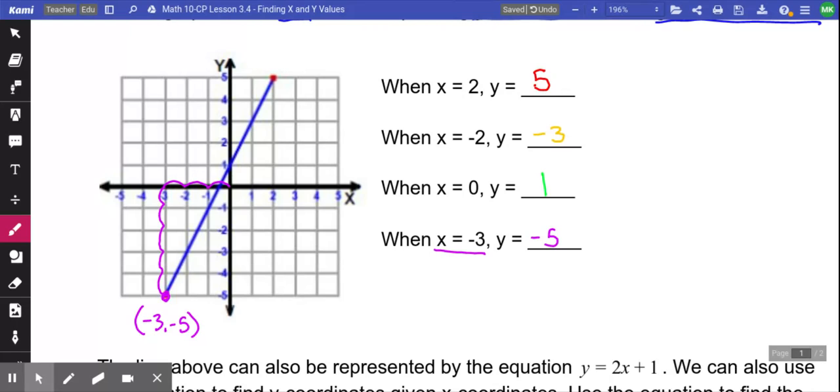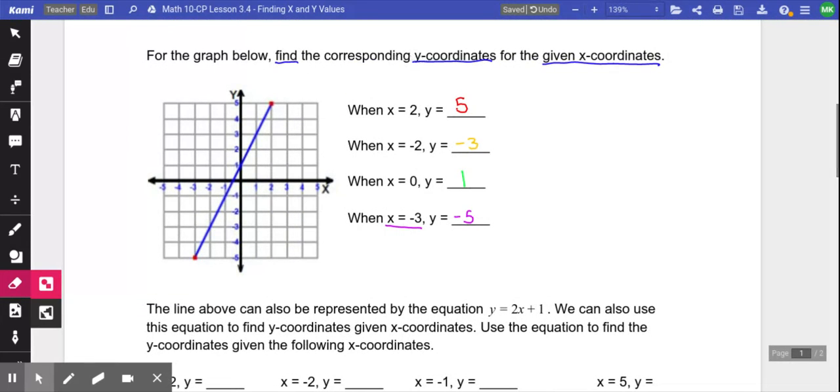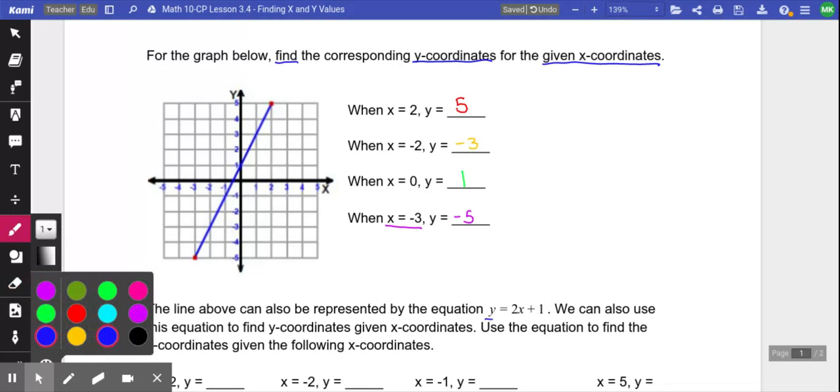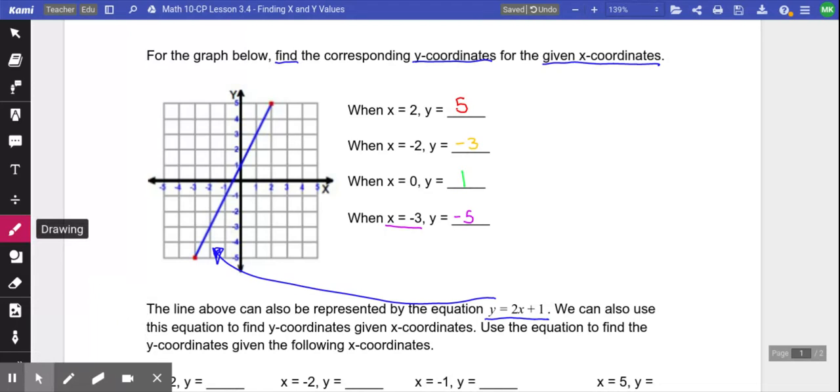Cool. Remember that these graphs can also be represented as equations. That's what we learned yesterday. So this graph, in fact this nice blue line, can be represented by this equation right here. And that equation is y equals 2x plus 1. That's the same thing as this line. So that means I should also be able to use the equation to find y values when I know my x value. So let's look and see how that works.